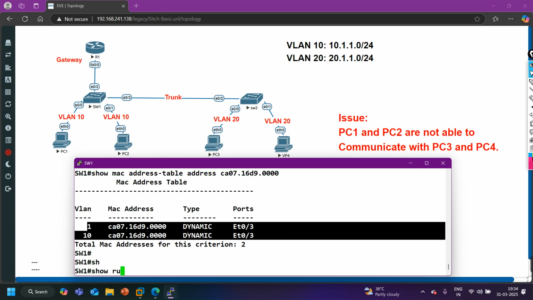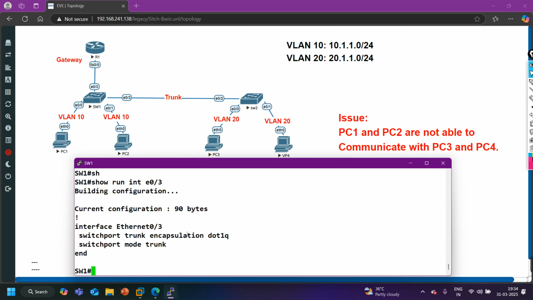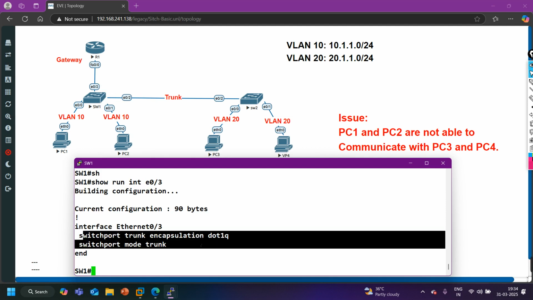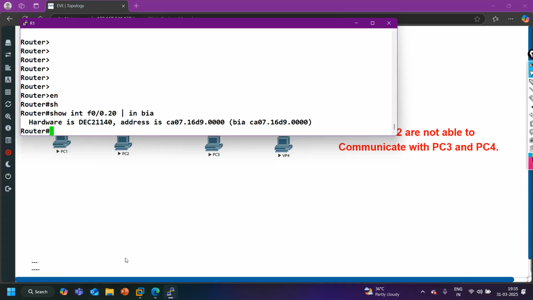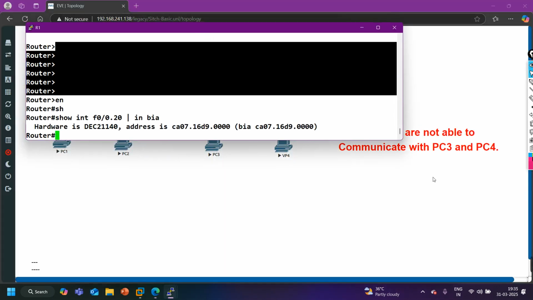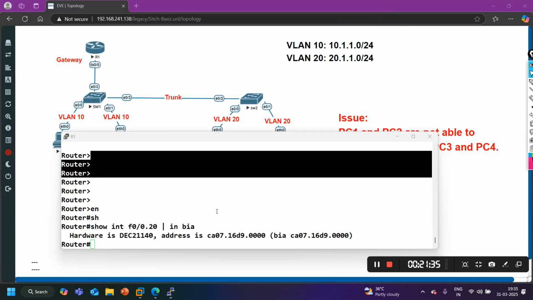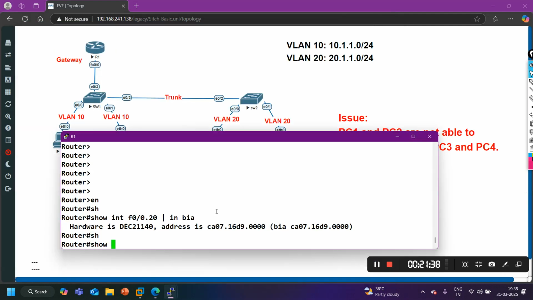Let me check the running configuration of interface E0/3. On this interface, you can see only two commands are applied: switchport trunk encapsulation dot1q and switchport mode trunk. This is true. Here we don't have any issue. That means there is some issue on the router. Let me access R1.